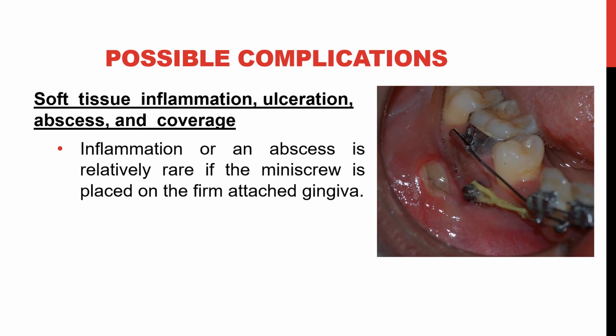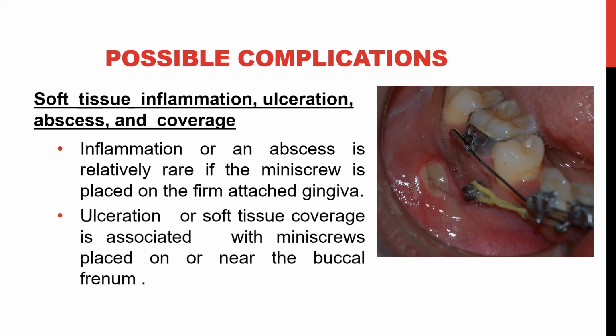There are several possible complications with the use of mini screws, including soft tissue inflammation, ulceration, abscess, and coverage. Inflammation or an abscess is relatively rare if the mini screw is placed on the firm attached gingiva, and we said that it is recommended to place it on the keratinized attached gingiva, and the compromised position will be at the mucogingival junction. Ulceration, soft tissue coverage is associated with mini screws placed on or near the buccal frenum.